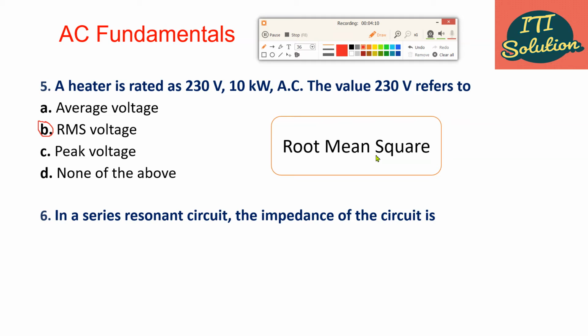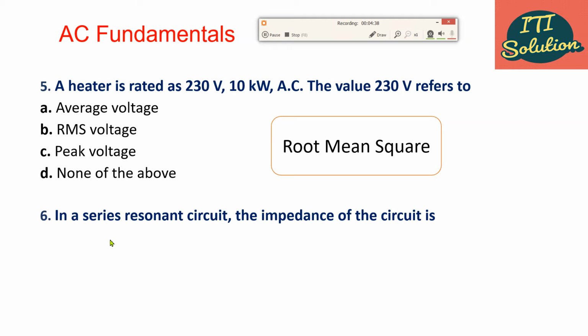DC voltage and current value is constant. But in an AC circuit, voltage and current vary from time to time. For alternating electric current, the RMS value is equal to the value of the constant DC current that would produce the same power dissipation in a resistive load.